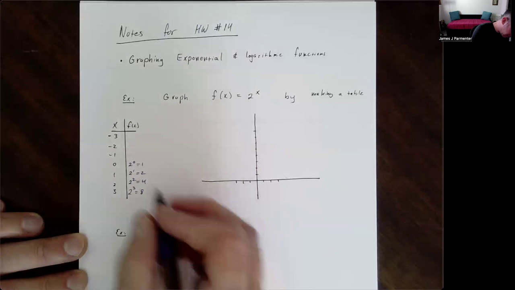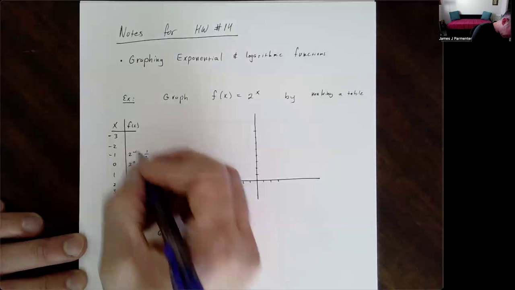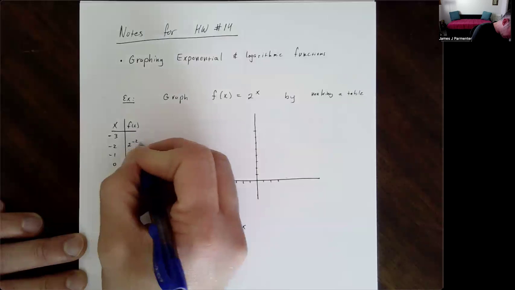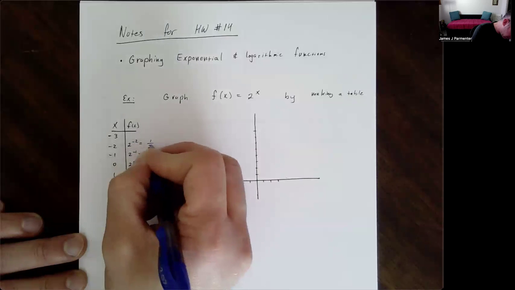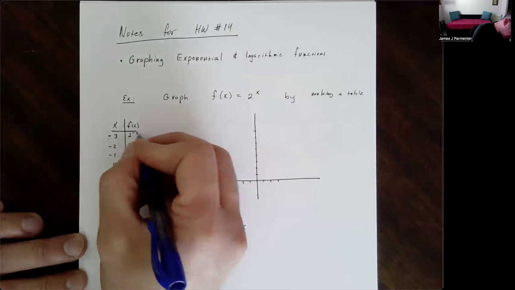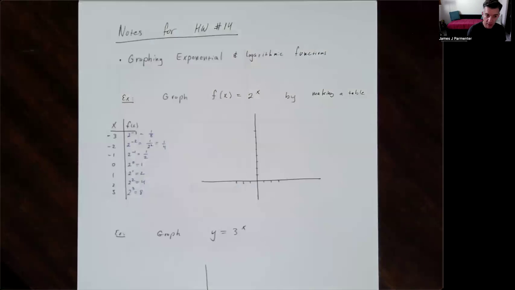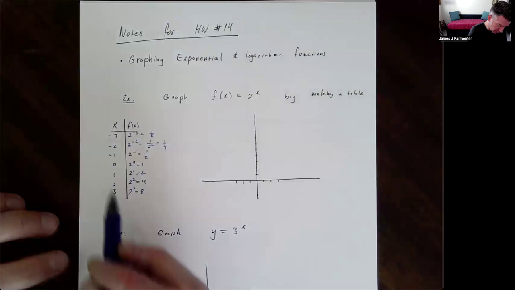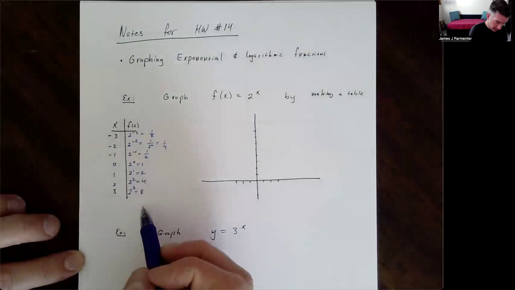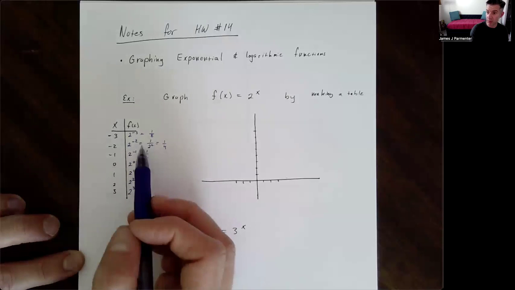If I plug in -1, 2 to the -1 is 1 over 2 to the first. If I plug in -2, 2 to the -2 is 1 over 2 squared, which is 1/4. If I plug in -3, I get 2 to the -3rd, which is 1 over 2 cubed, which is 1 over 8. We can see here that as the x values get larger, the y values get larger. As the x values get more negative, the y values get smaller and smaller, closer and closer to 0.